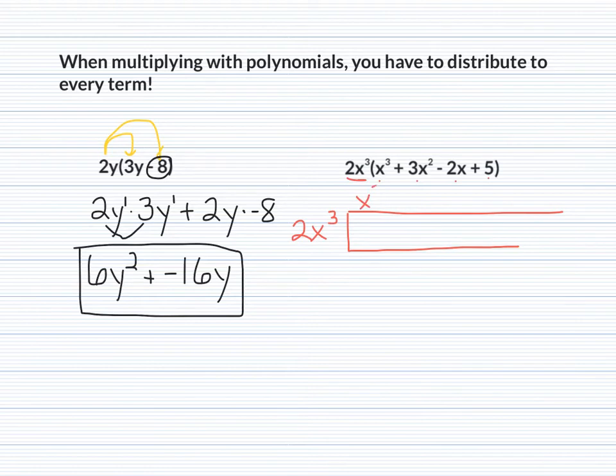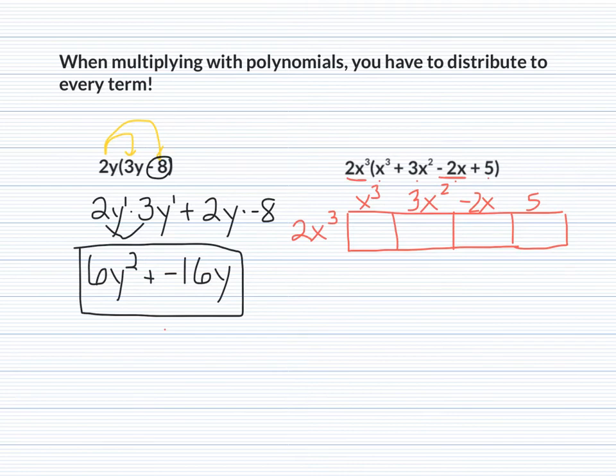X to the third, one term. 3x to the second, another term. Okay, be careful. This term is negative 2x, and our last term is 5. So it's the same process as the first method. It's just in this method you can see the different parts that you're multiplying.